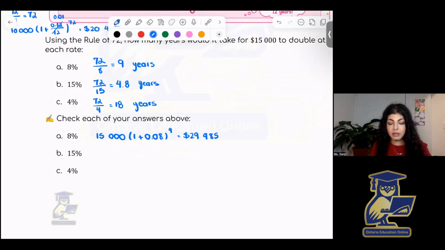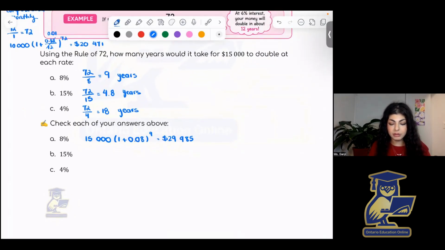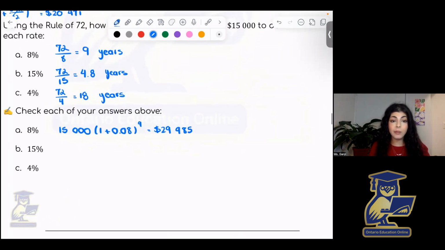This gives us 29,985. And for an estimate, that was really close. That's double 15,000. We're almost at 30K. So that was how we check our answer as well. So you can now try for 15% and 4%.